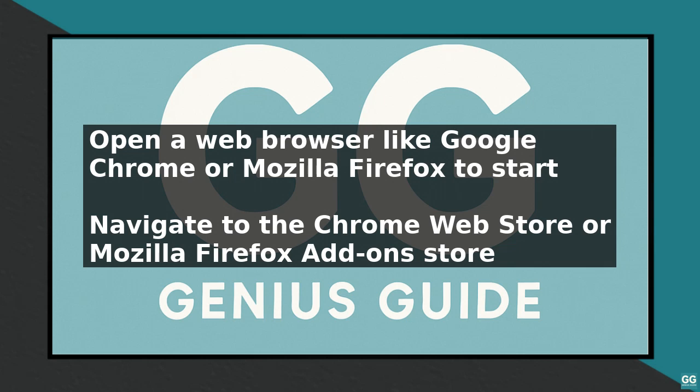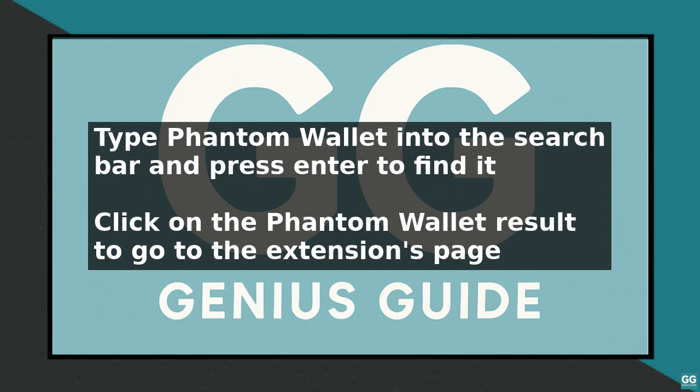Depending on the browser you are using, you can do this by typing the URL into the address bar or by searching for it in your browser's search function. Once you are in the store, type Phantom Wallet into the search bar and press enter. This will bring up a list of search results, and the official Phantom Wallet extension should be at the top of the list. Click on the Phantom Wallet result, and you will be taken to the extensions page.